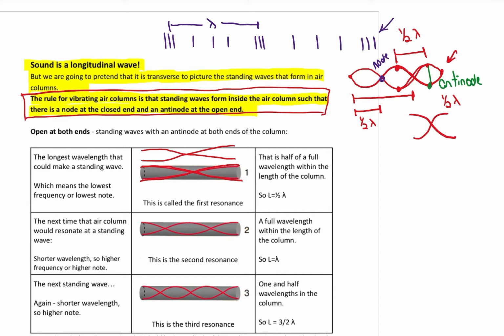The wavelength's so long that only that hourglass shape fits into the column. That hourglass shape is half a wavelength long. So half a wavelength is fitting in the length of the column. Since it's the longest one, that's the lowest frequency or lowest note that we could get out of that air column. We only have one kind of name for this. It's called the first resonance. We don't have to worry about harmonics or overtones. So the first resonance is the longest wave that'll fit in our column. It's going to correspond to the lowest frequency, and it would be half a wavelength fitting into the air column.